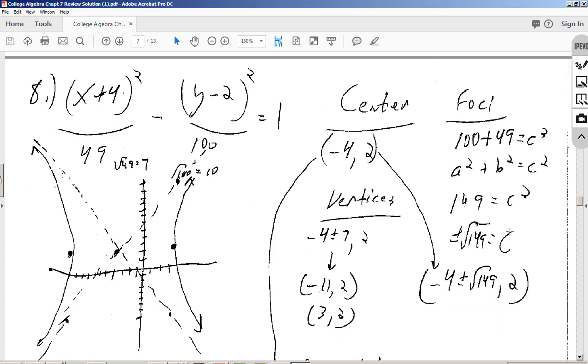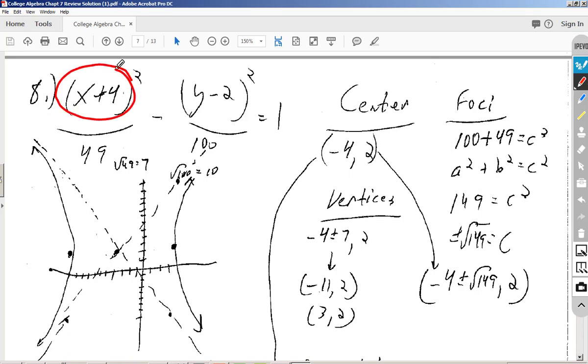Okay, number 8. It says find the location of the center, vertices, and foci for the hyperbola described by the equation and graph. So notice this time, now we're going to shift our equation. So here's the shift happening here. So I got x plus 4, so that's going to shift to negative 4. I've got y minus 2, so that's going to shift to 2. So that's the location of my center. So the location of my center is at negative 4 and 2.